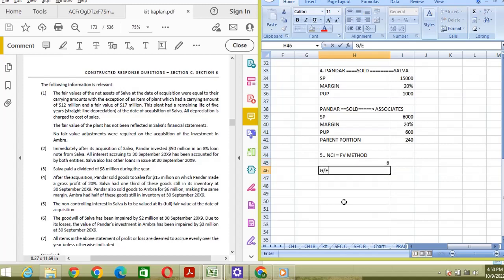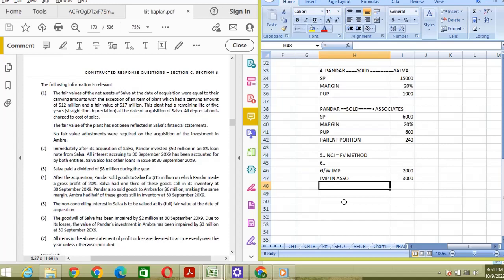Okay, so goodwill impairment is 2 million, meaning 2,000. And an impairment in the associate investment is also given in the question: due to the lost value, Pandar's investment in Amra, the associate, has been impaired by 3 million at 30 September 20X9. So 3,000. Okay. So next point is all items in the above statement of profit or loss are deemed to accrue evenly over the year unless otherwise indicated.